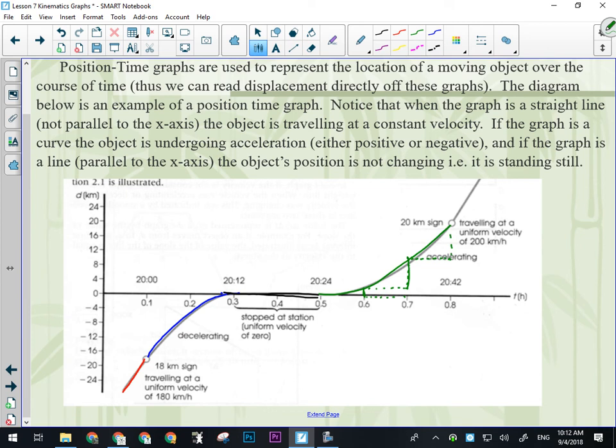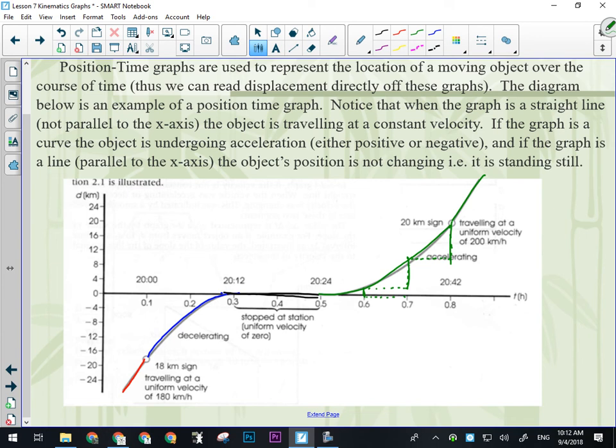If I go over to 0.8, this is a bigger change of position than this one was. We're going faster and faster. Now, as we get to here, this part is just diagonal again. So we're traveling at a constant rate because our position is changing by the same amount every time interval. These are the things we have to be able to read off of a graph.